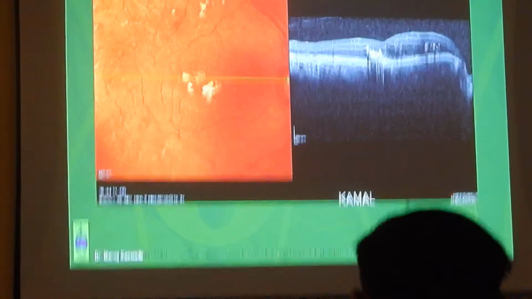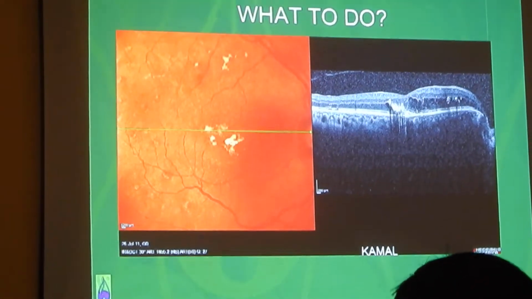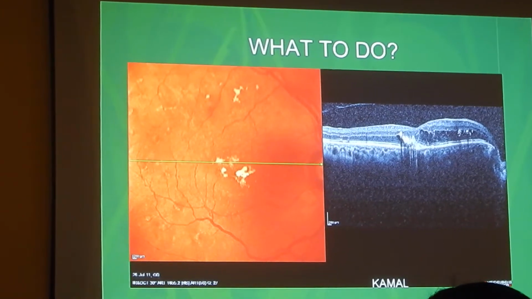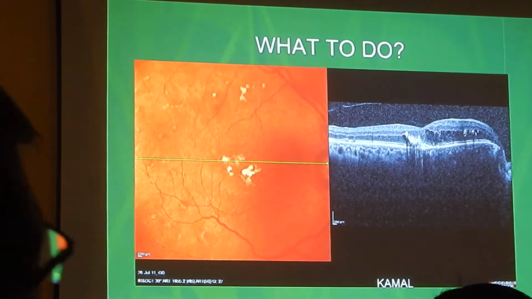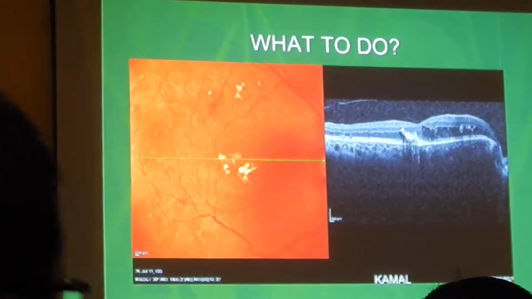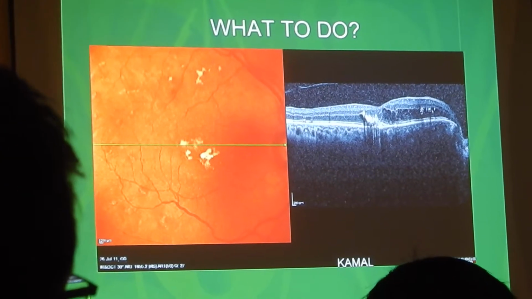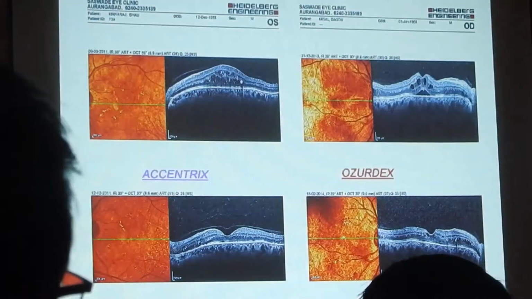There are certain situations in diabetic maculopathy, particularly where you can see these hard exudate crystals. Crystals have been formed intraretinally, and you can see the shadowing there. Crystals and shadowing mean the damage has already reached an irreparable stage. Whatever is possible, you can maintain. You cannot go inside the retina and remove those crystals.